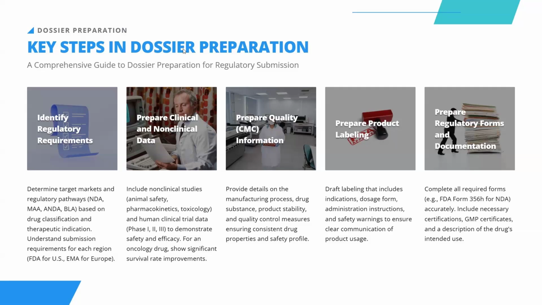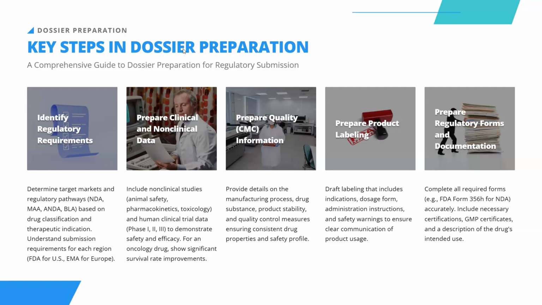Then, once that is done, you move towards your non-clinical studies. You perform your non-clinical studies, you submit the animal safety, pharmacokinetics, and toxicology along with human clinical trial data, phase 1 to phase 3, to demonstrate safety and efficacy. For an oncology drug, take for example, you need to make sure that the drug shows significant survival rate improvements. Obviously, an oncology drug cannot cure cancer entirely, but when that drug has been developed, you need to make sure that the endpoint is the survival rate improvements.